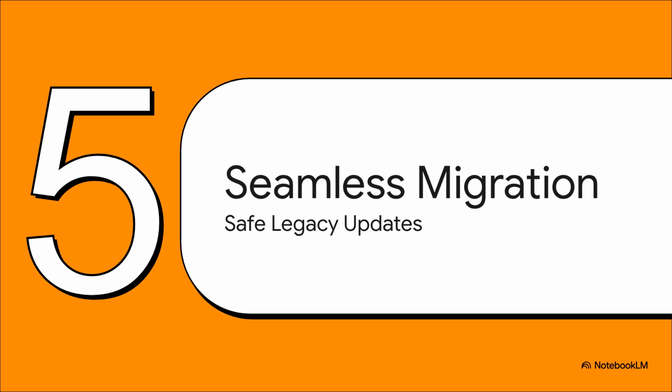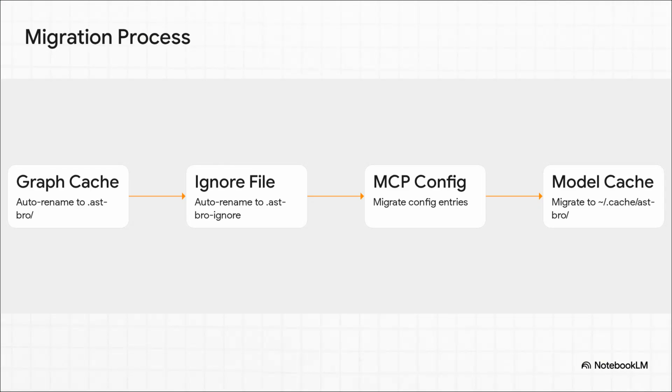Section 5. Seamless migration. Safe legacy updates for your caches and configurations. So how do we get there? The answer is a beautifully seamless, automatic migration path. The very first time you run version 2.2.0, it does all the heavy lifting for you, entirely behind the scenes. It automatically renames your old graph cache directories, updates your ignore files, migrates your MCP config entries to the new keys, and updates the local model cache. You don't have to manually move a single file. The whole shebang is handled.